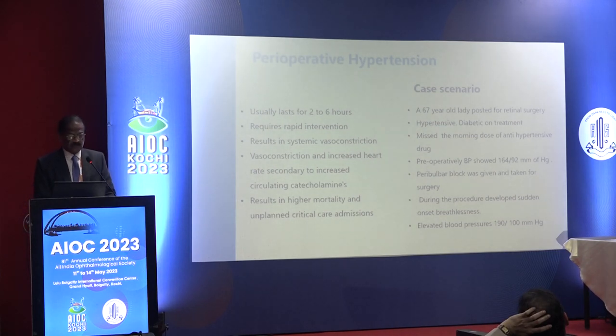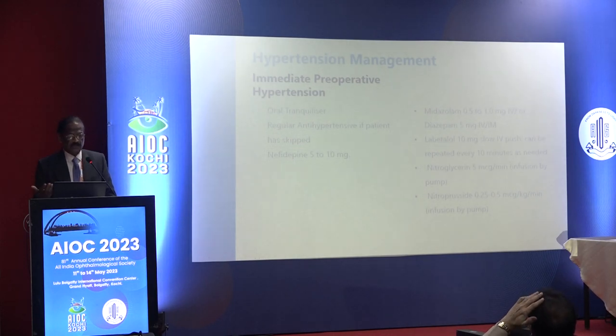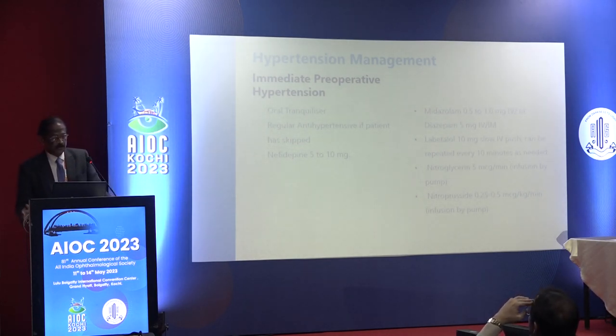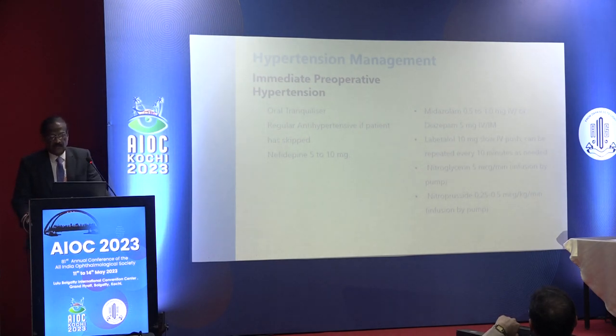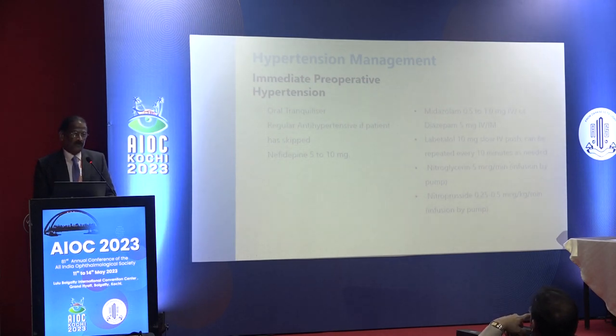When such scenarios come, how we have to manage is that immediately the patient has to be put in a comfortable position with oxygen, and then antihypertensives like labetalol or nitroglycerin can be used. And if this hypertension persists and the patient lands up in pulmonary edema, Lasix has to be used. Always remember that nitroglycerin is a better option than nitroprusside, because nitroglycerin is a vasodilator, venodilator, where the blood pressure will be falling slowly.